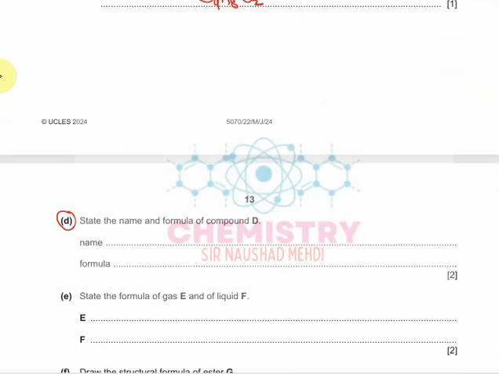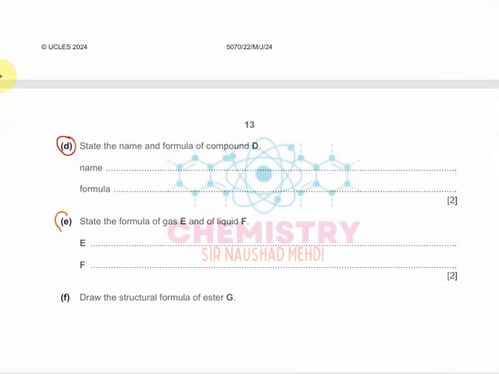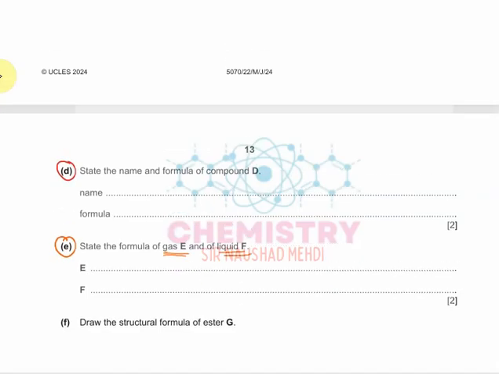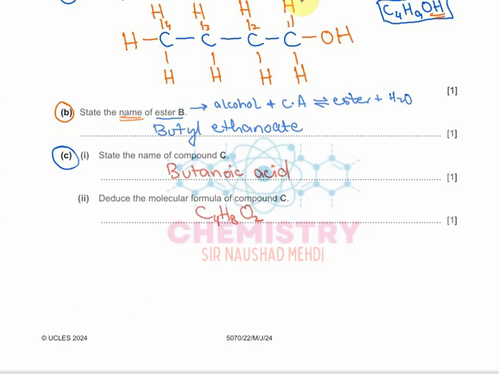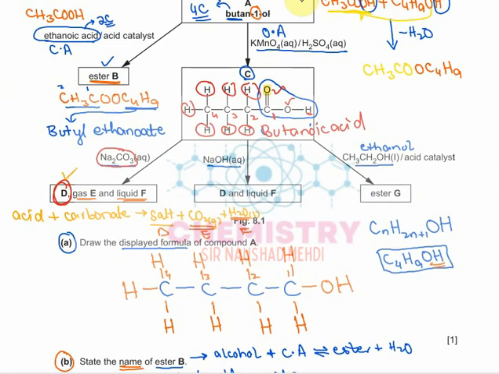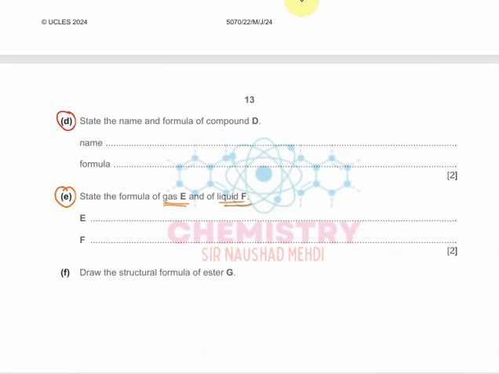If you look at part E first, they were asking to state the formula of the gas E and the liquid F. Looking at this diagram again, the gas E was carbon dioxide, CO2, and the liquid F was water, H2O. So here I would write CO2 and liquid F was H2O.